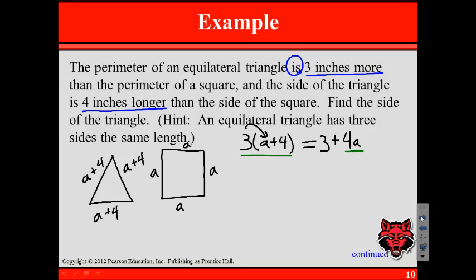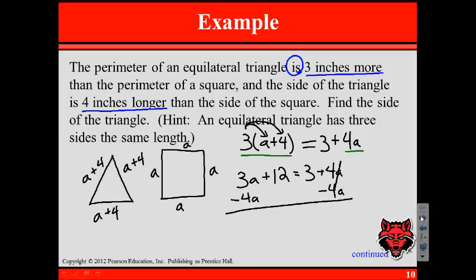We start by distributing the 3 to both pieces inside parentheses. It gives us 3a plus 3 times 4 is 12 equals 3 plus 4a. Now we need to move all of our variables to one side of the equation, all of our numbers to the other side of the equation. So we can subtract 4a from each side. The 4a's are opposite, so those will cancel. We're left with 3 equals 3a minus 4a is negative 1a plus 12.